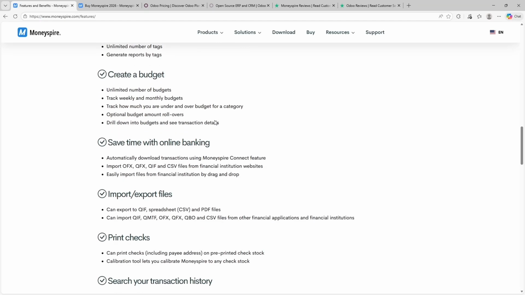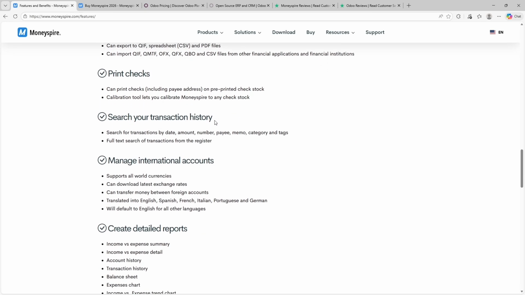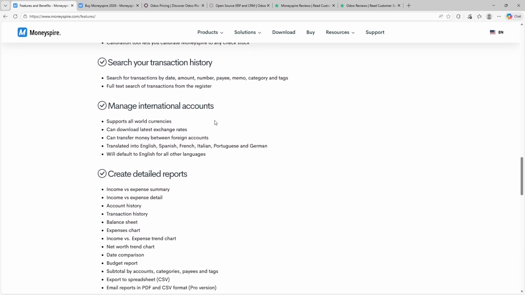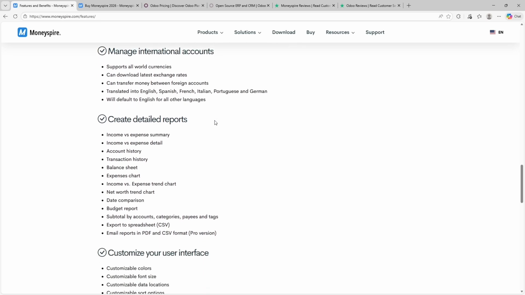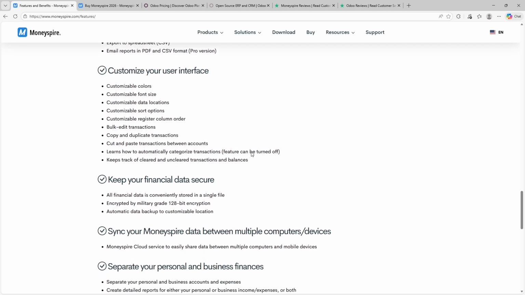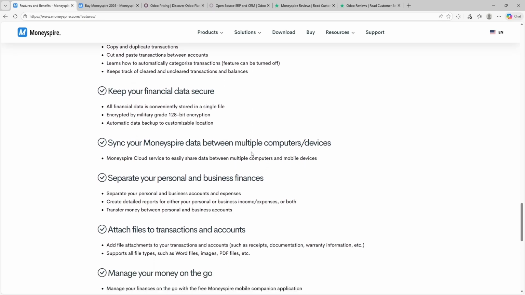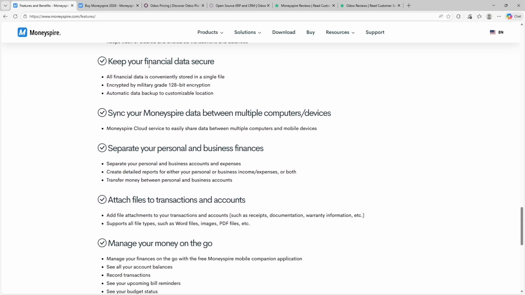Moneyspire also supports detailed reports including profit and loss statements, balance sheets, cash flow tracking, and customizable financial summaries. The interface is intentionally straightforward, prioritizing functionality over visual flair. It doesn't try to automate every decision for you, but instead gives you reliable tools to understand exactly where your money is going. For users who enjoy precision, transparency, and predictability, this approach is refreshing.